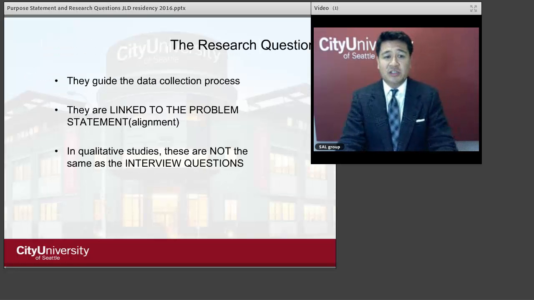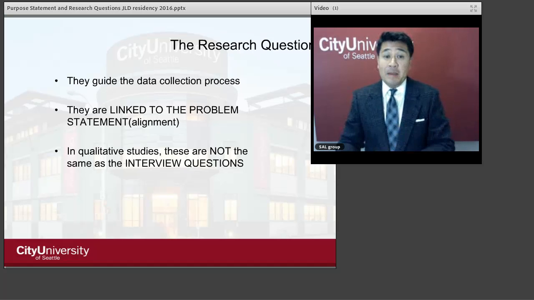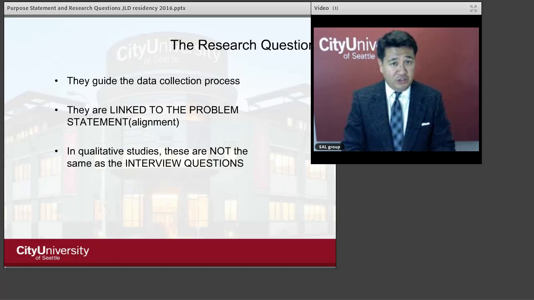The research question helps guide the data collection process. They're linked to the problem statement, which is a whole thing of alignment that we keep on reminding you. And in qualitative studies, these are not the same as the interview questions. So when you're doing a qualitative study, the research question is not the same as the interview question. The interview questions stem from the research questions, but they're not the same.